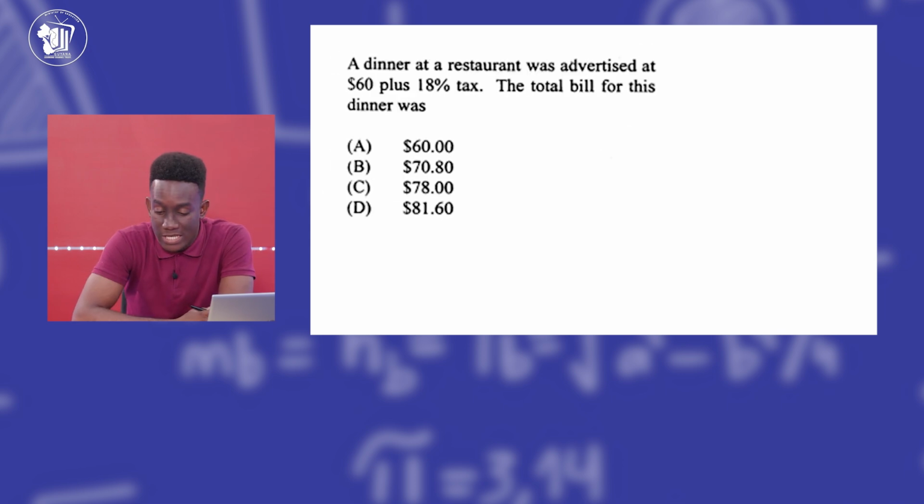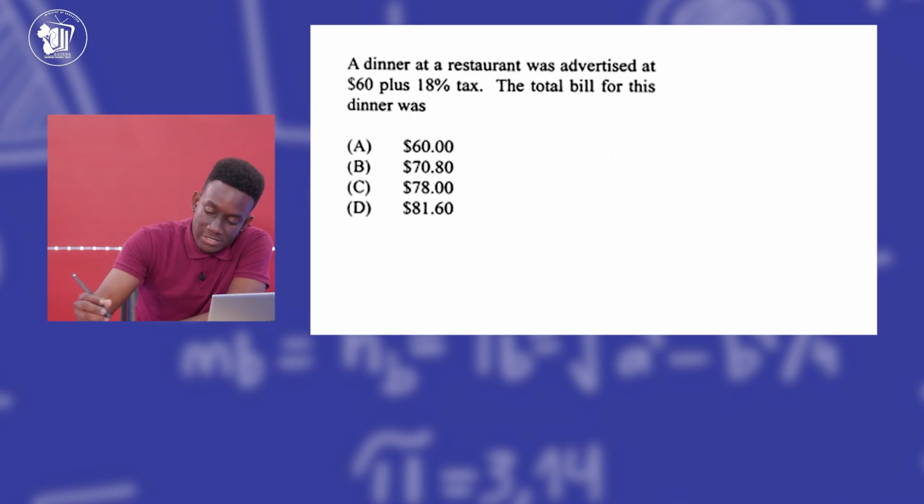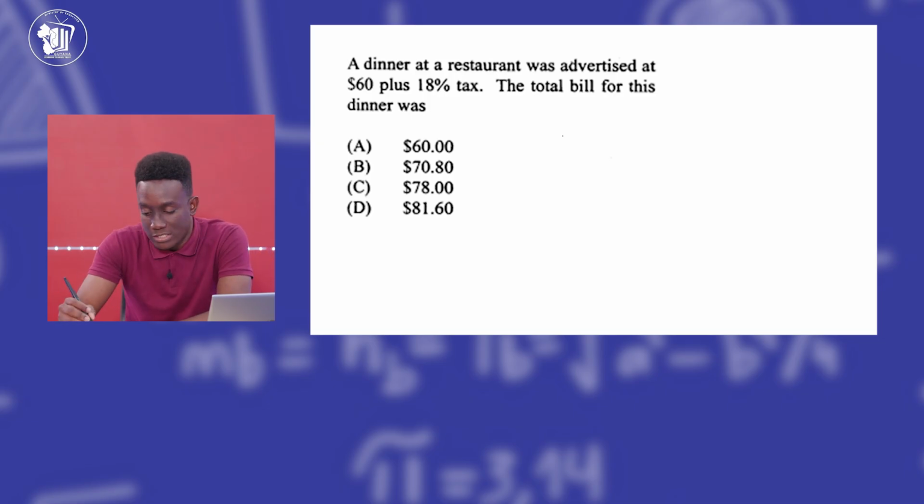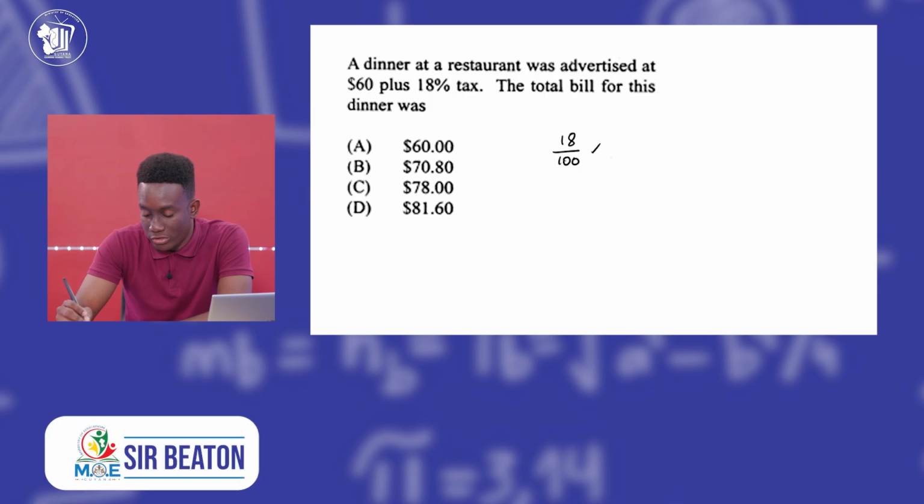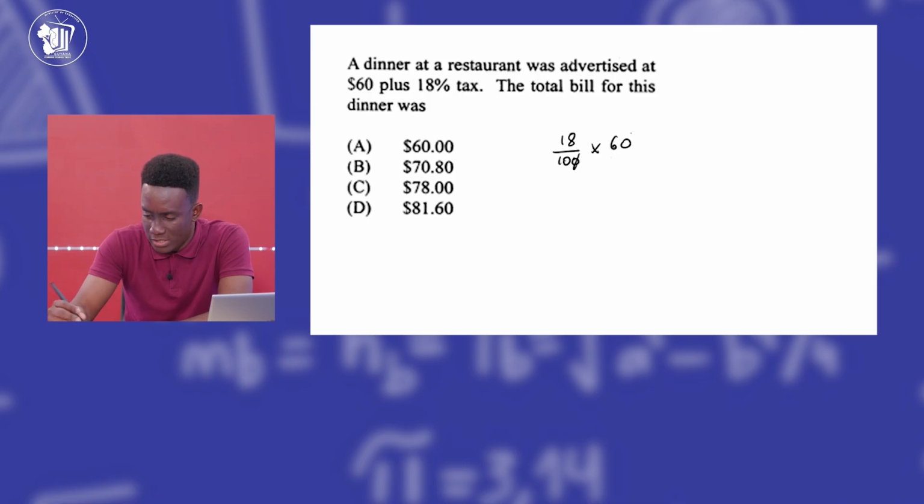And the next question says, a dinner at a restaurant was advertised at $60 plus 18% tax. The total bill for the dinner was, so it's $60 plus 18% tax. So we need to find 18% of $60 and we add that, and that will give us the total cost. So it's 18 over 100 multiplied by 60. This 0 goes with that 0. 10 divided by 2 is 5. 18 divided by 2 would be 9. 9 times 6 would be 54. So it's 54 divided by 5.